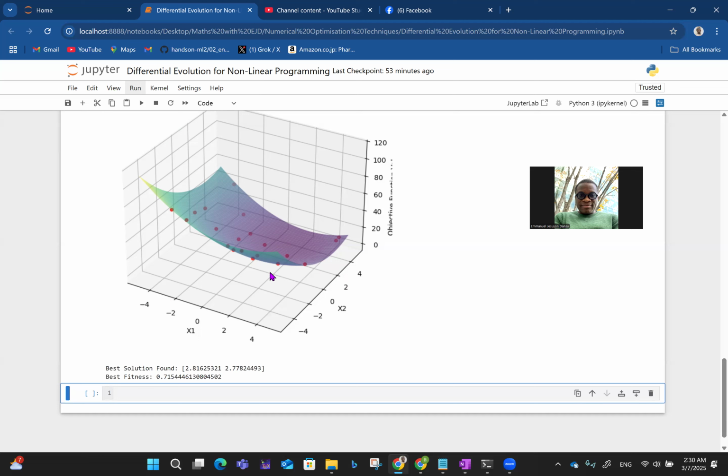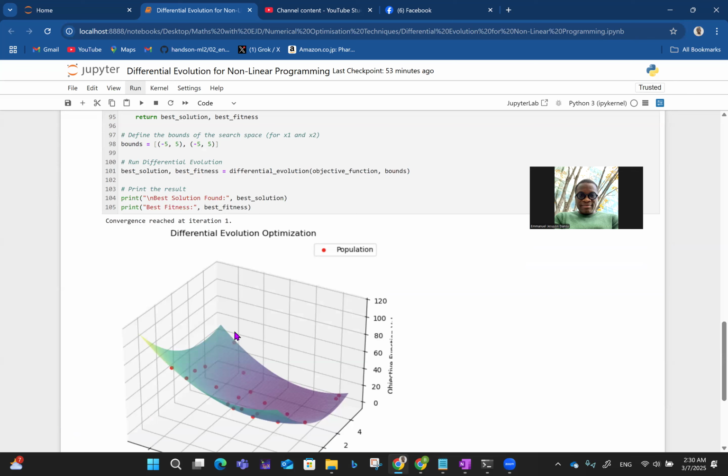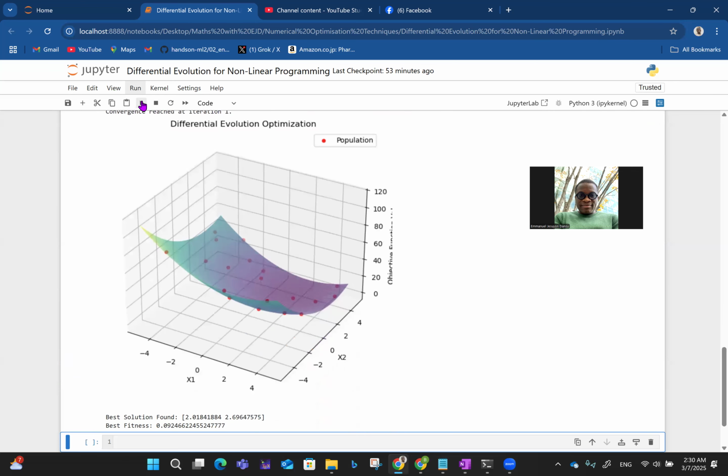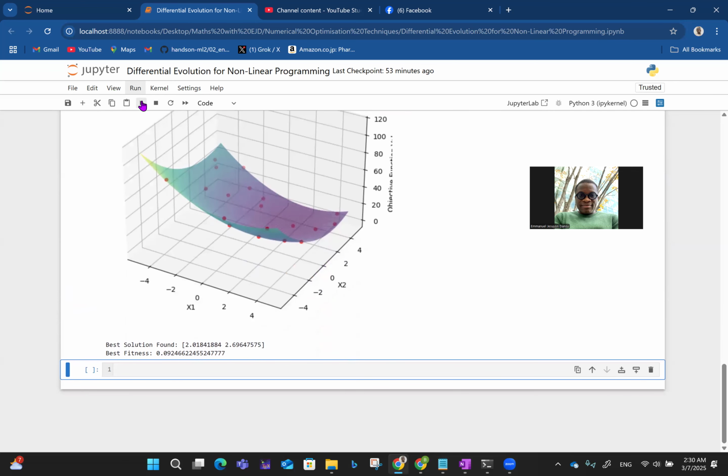And that is f of x1, x2 minimum is 0.7154. Of course, this is the result I'm taking. If I run it again, because of randomness in it, I'm going to get another set of results altogether. Okay, so you can see the result has changed.